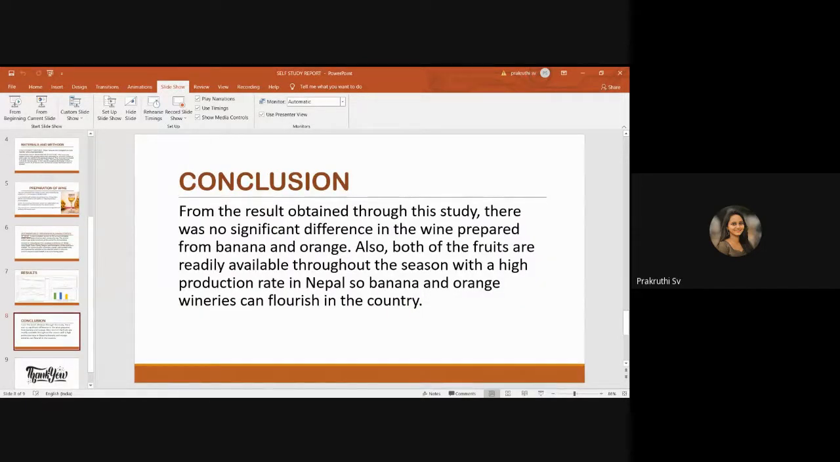Conclusion. Hence, the banana and orange both were taken as a substrate with different properties and nutritional value, which resulted in the production of different concentrations of alcohol along with TSS, pH and titratable acidity, although same yeast culture was added. From the result obtained through this study, there was no significant difference in the wine prepared from banana and orange. Also, both of the fruits are readily available throughout the season with a high production rate in Nepal, so banana and orange wineries can flourish in the country.